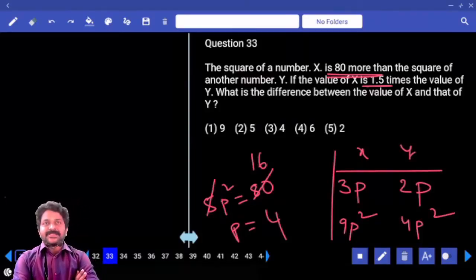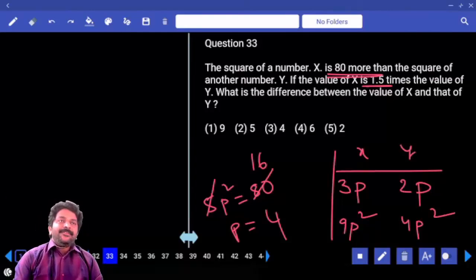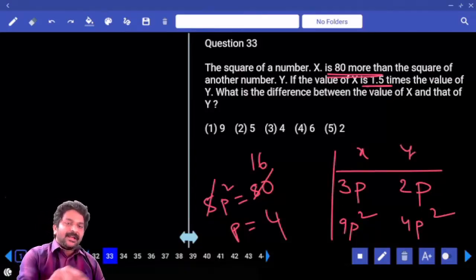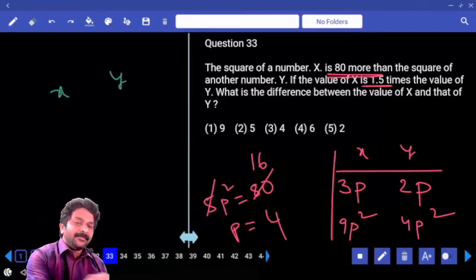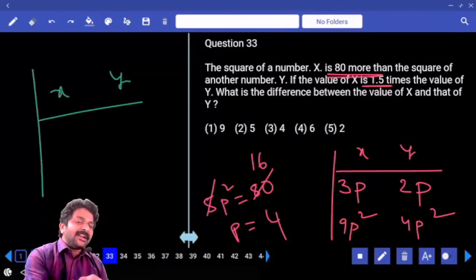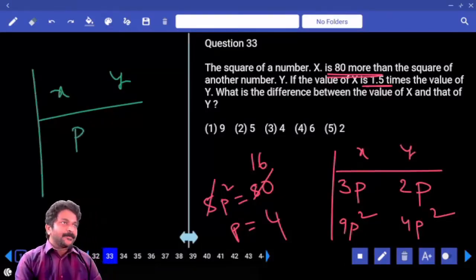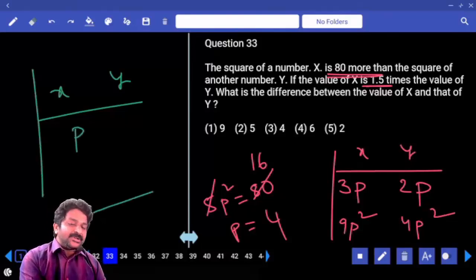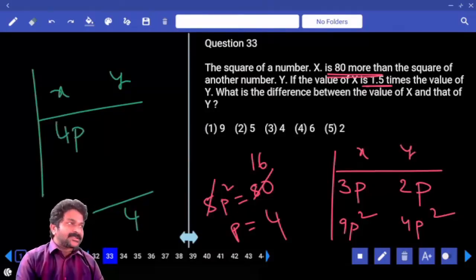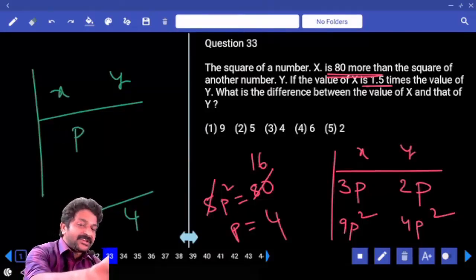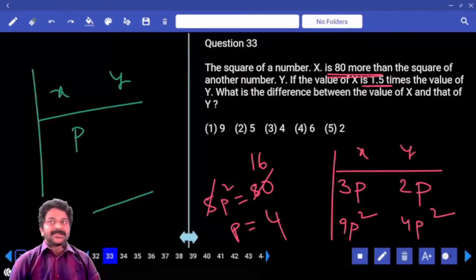Not only in this question, anywhere. If you have a fraction and there are 2 numbers x and y, usually we start with the unknown number as p. If your fraction ends with 4, I'll start with 4 parts. If your fraction ends with 3, I'll start with 3 parts. If the fraction ends with 2, I'll start with 2 parts. Then it makes our job easy. Okay, now.